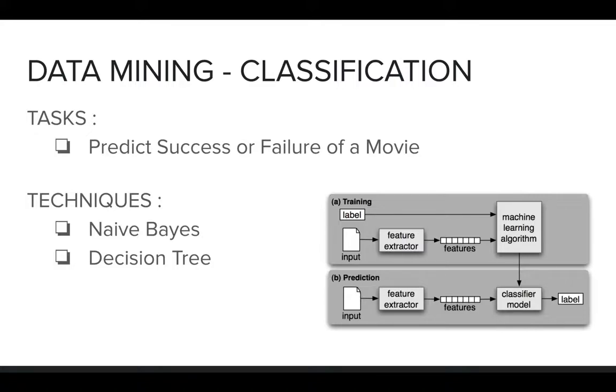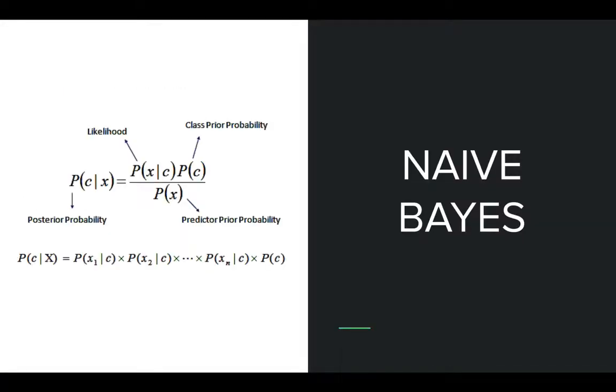To do so, we performed feature selection as discussed before, which gave us a correlation matrix. This matrix helped us identify that runtime minutes, start year, and genre were attributes that had correlation with the average rating. The two main techniques used for the classification process are naive Bayes and decision tree classifier. Let's start with naive Bayes.